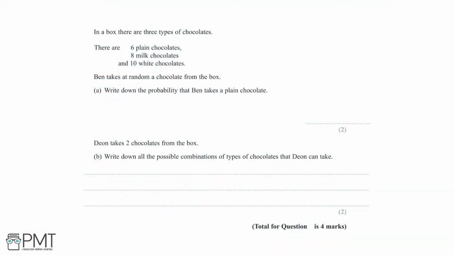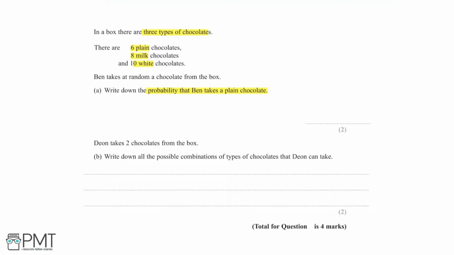In this question, we're told that there are 3 types of chocolates in a box. There are 6 plain chocolates, 8 milk chocolates, and 10 white chocolates. Ben takes at random a chocolate from the box, and in part A, we're asked to write down the probability that Ben takes a plain chocolate.